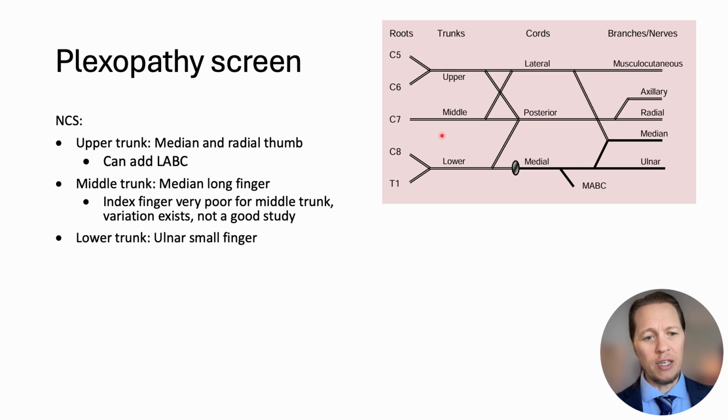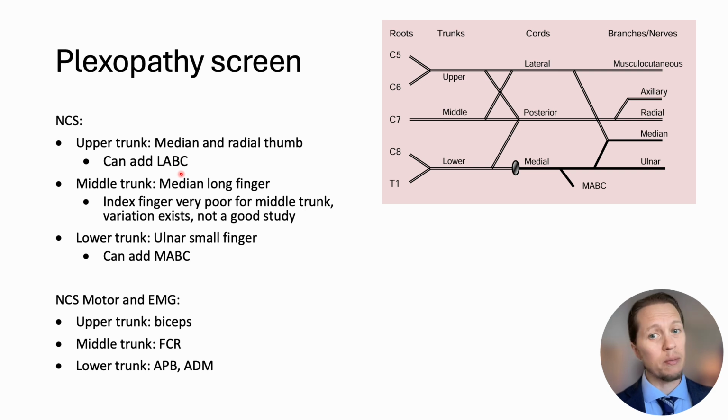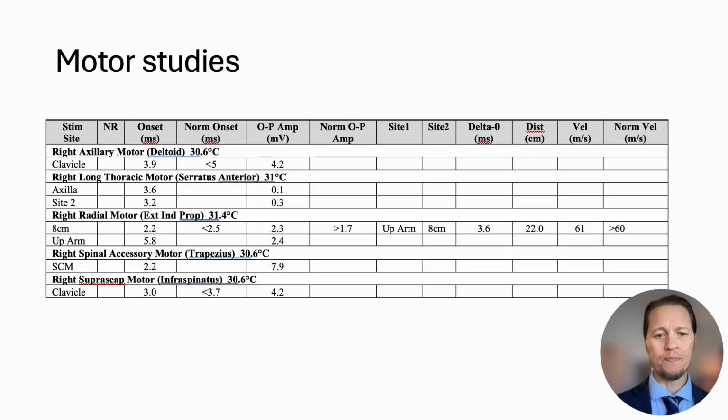And then moving on to the inferior or lower trunk, certainly ulnar to the small finger is going to get hit, and medial antebrachial cutaneous I often add on. I don't do lateral that often unless I'm really looking for something specific. If we spread that to motor studies and also needle EMG, we got biceps, FCR, and APB or ADM. Now, we don't often do nerve conduction to the biceps or FCR. I've done that occasionally, not very often, but this we do all the time.